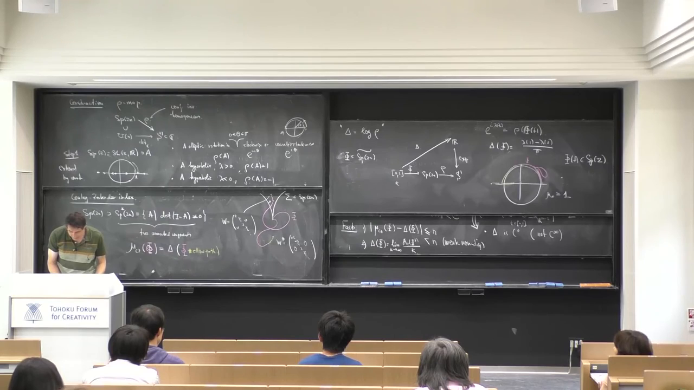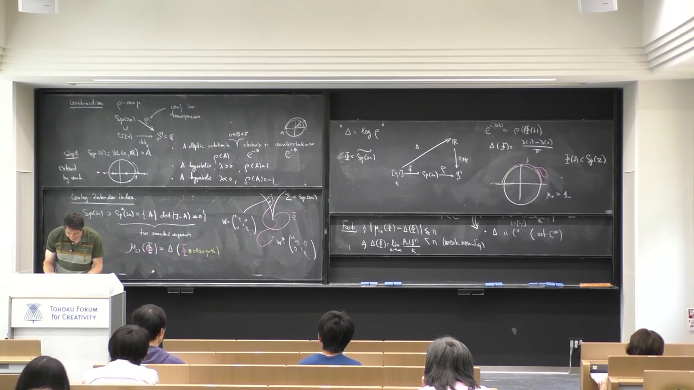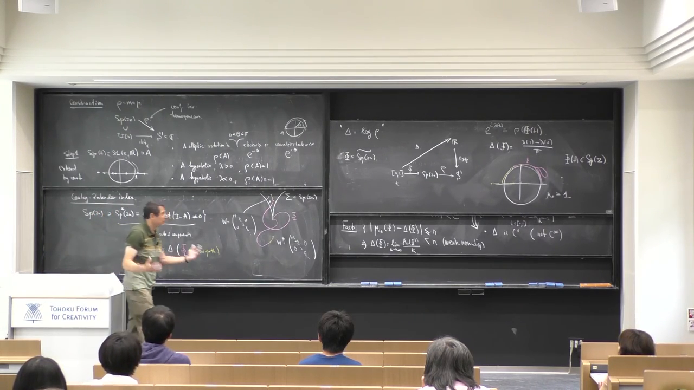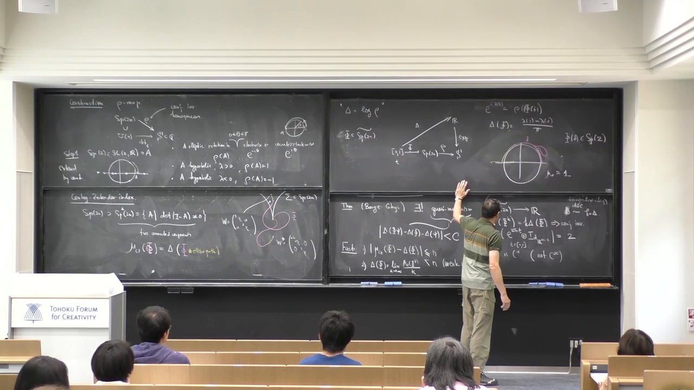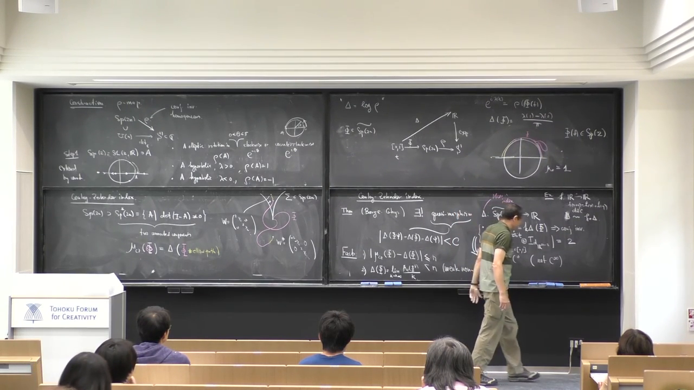Unfortunately, from here, it's more or less a straight path to the index of an orbit, of a closed orbit of a Hamiltonian diffeomorphism. I'll do it next time.